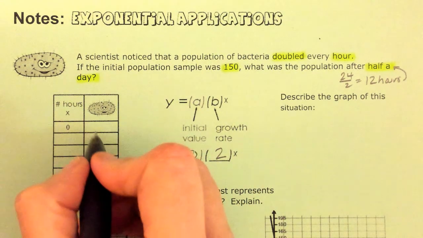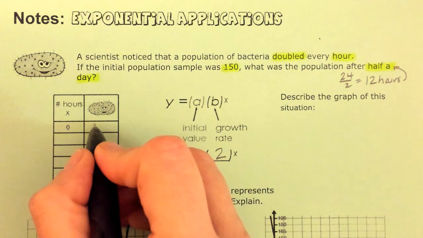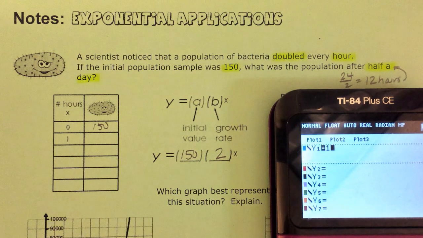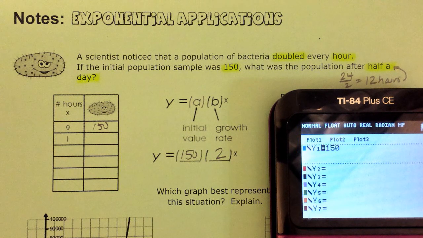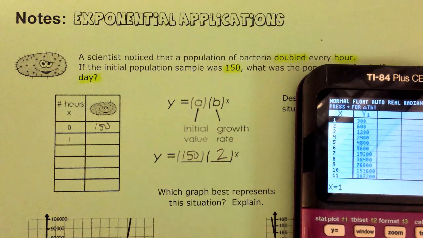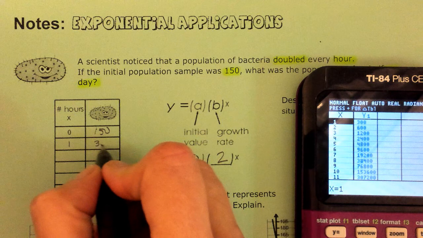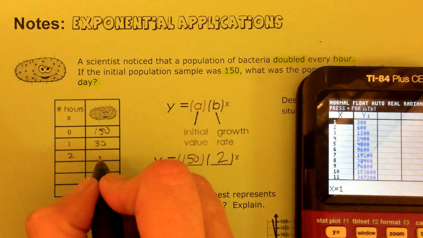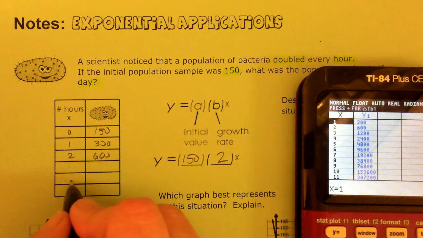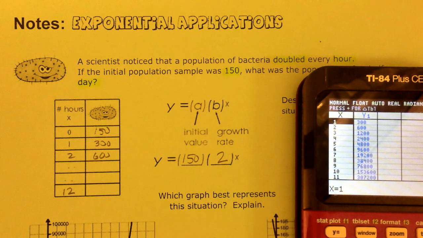So at 0 hours, if I were to fill out some points in this table, I had 150 little bacteria. After 1 hour, I can use my trusty calculator and see exactly how many I've got. I have 150 times 2 to the x power. When I look at the table, I can see how many I've got. After 1 hour, I have 300. After 2 hours, I have 600. And I could keep going, but what I really care about is what's after 12 hours, right?